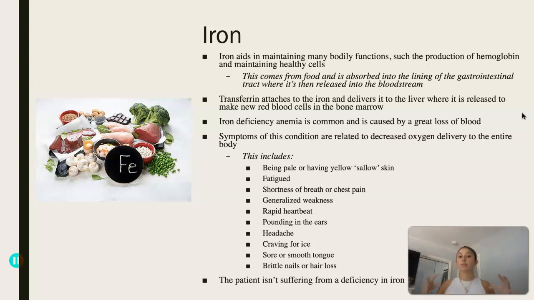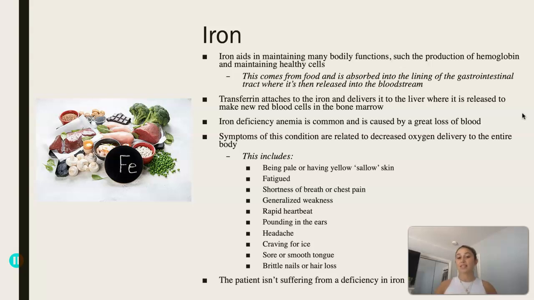So an anemia or a deficiency in iron is very common and is usually caused by great loss of blood. So women who deal with very heavy menstrual flow, or people who have gone through traumatic physical injuries where they did lose a lot of blood, is usually going to go hand in hand with an iron deficiency. And so symptoms of this condition are related to decreased oxygen delivery to the entire body because of that blood loss. Blood carries a lot of hemoglobin, which is a carrier for oxygen.